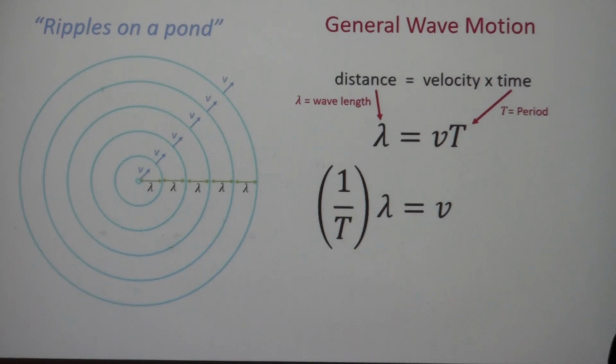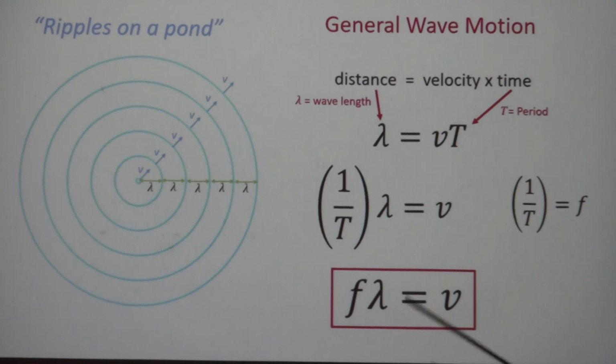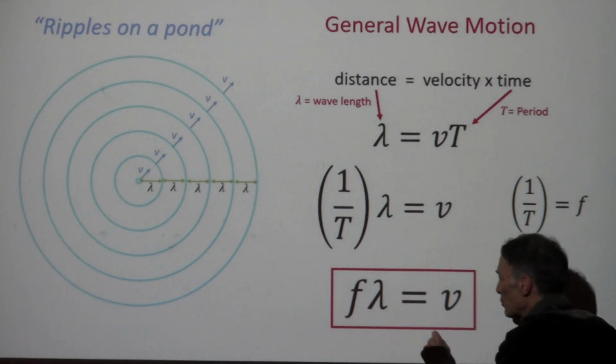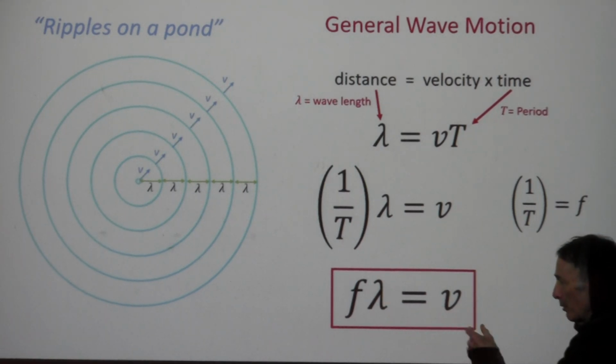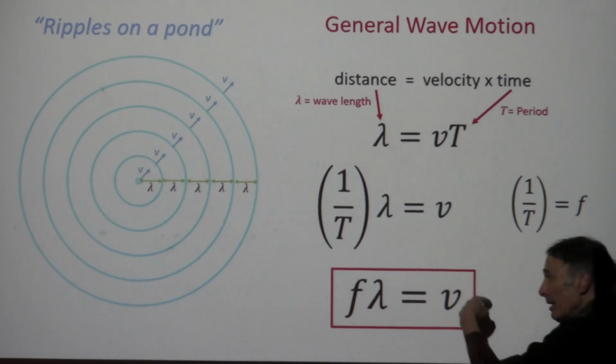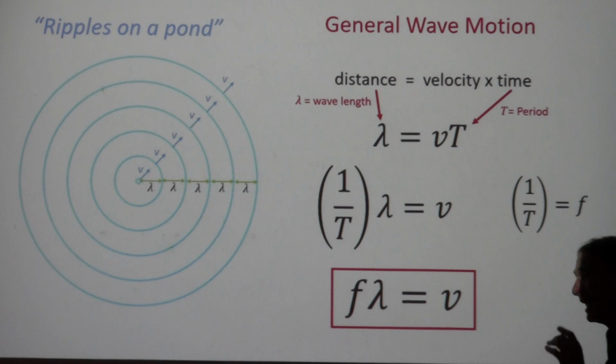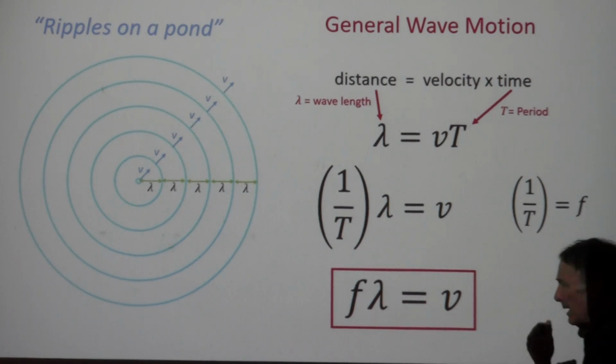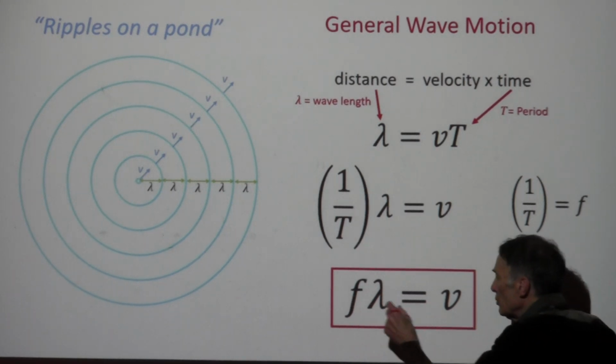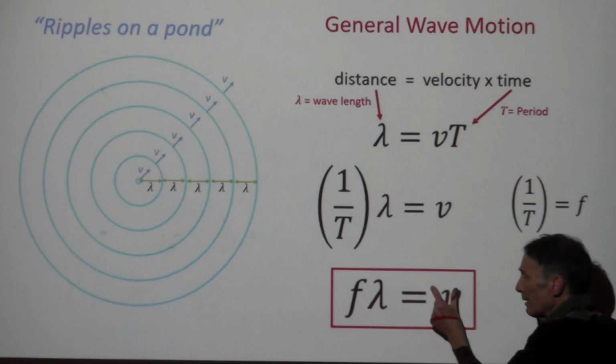Usually we arrange this in this direction. Take this down here, 1 over T, and we know that the frequency is 1 over T, and usually we write this as frequency times wavelength is equal to the velocity of the wave. Now, this idea we're going to use over and over again. This applies to actually any wave. But usually it depends on the medium what the velocity is.